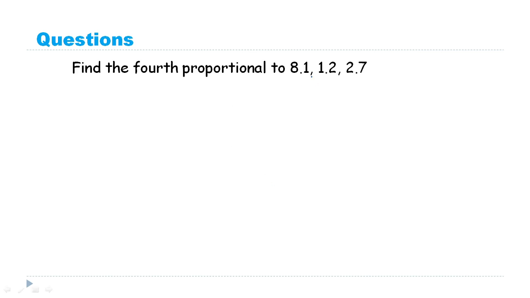Find the fourth proportional to 8.1, 1.2 and 2.7. No need to worry because there is a decimal point, so keep patience. What was the fourth proportional? Suppose A, B, C and D are in proportion. The last term is called the fourth proportional. Here we are not given this one, and we need to find it.